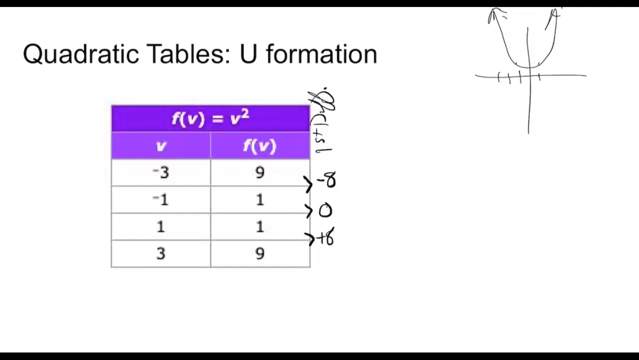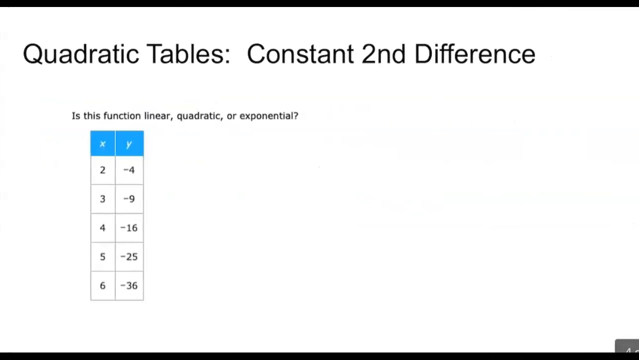For quadratics, we can use the second difference. How do I get from negative 8 to 0? I add 8. How do I get from 0 to 8? I add 8. So if my second difference is constant, I know I have a quadratic. So let's look at that when they haven't given us the vertex in the table. So here I have a new table, 2, negative 4, 3, negative 9, 4, negative 16, 5, negative 25, and 6, negative 36. And what I need to do here is I'm going to go ahead and check out those differences because it's not around a vertex.